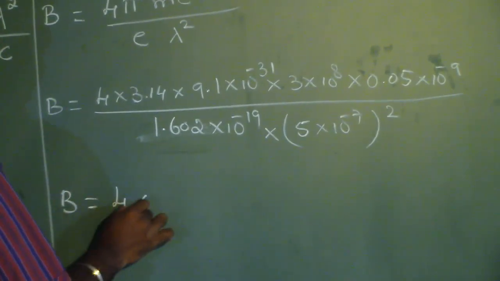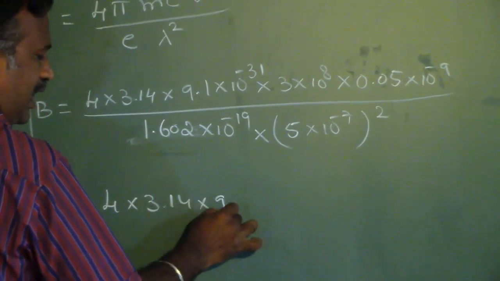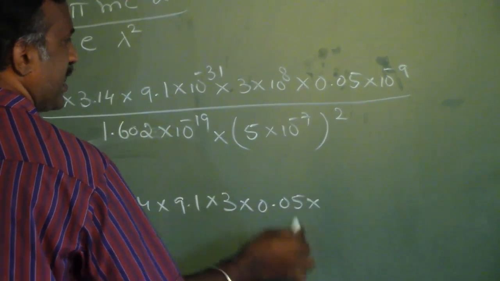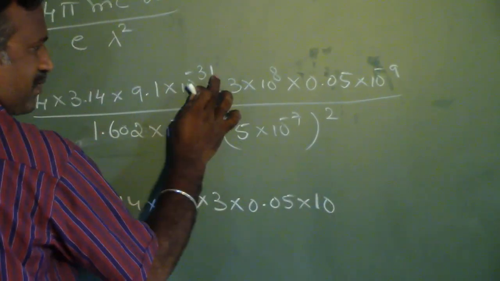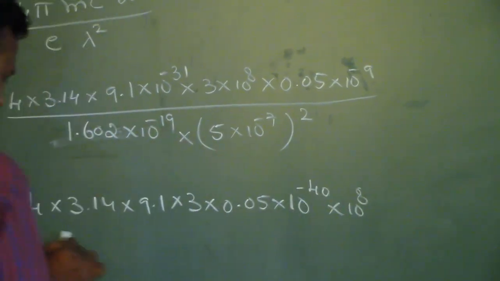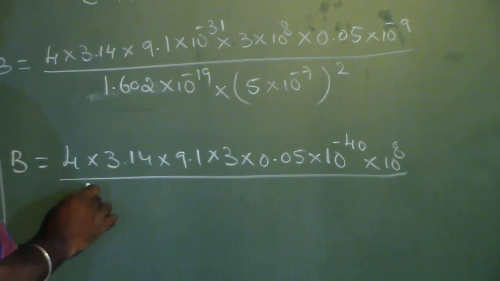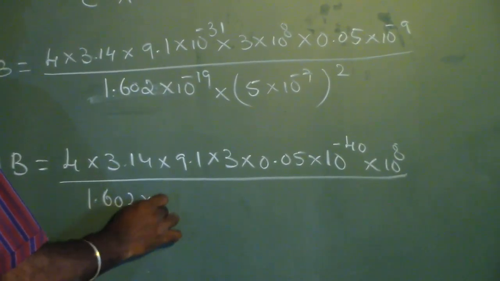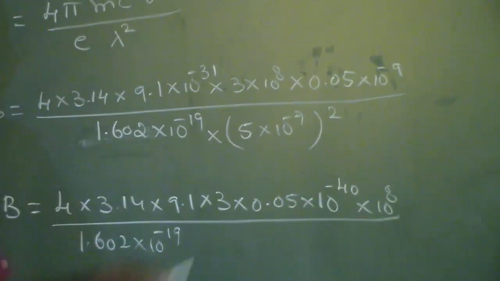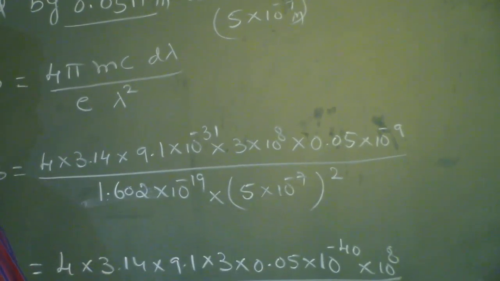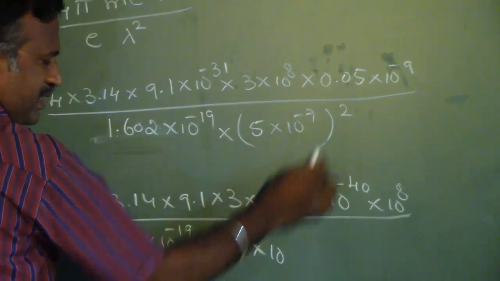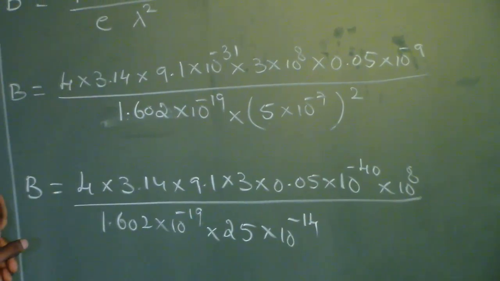If I simplify the powers in the numerator, I will take all the numerical terms to one side and the powers to the other side, such that it will be 10 to the power of minus 31 minus 9, which is minus 40, into 10 to the power of 8, the whole divided by, in the denominator, 1.602 into 10 to the power of minus 19. For simplification I have converted this 500 nanometer as 5 into 10 to the power of minus 7, such that 5 square is 25 and 10 to the power of minus 7 the whole square is 10 to the power of minus 14.